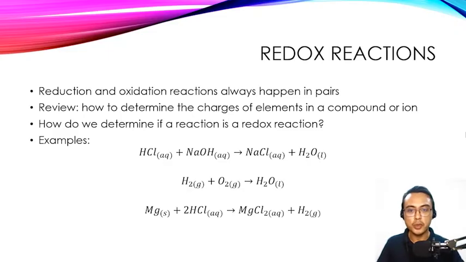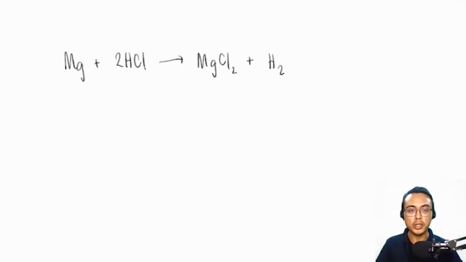We have magnesium plus 2HCl yields MgCl2 plus H2. Let's now determine the oxidation states of the elements. First is magnesium. It's a free element, therefore automatically its oxidation state is 0. There's another free element in this equation, and that is hydrogen on the product side, so that gets 0 as well. Next, we have HCl. From our previous example, we know that hydrogen here is a cation, meaning its charge is positive 1, and chlorine is an anion, its charge is negative 1.